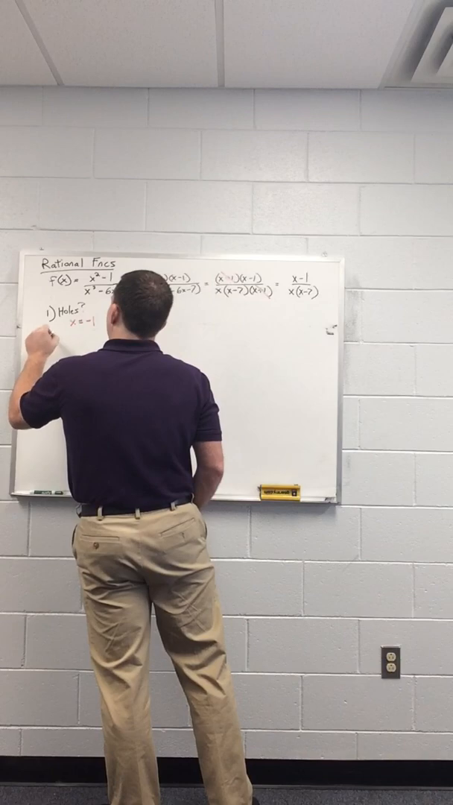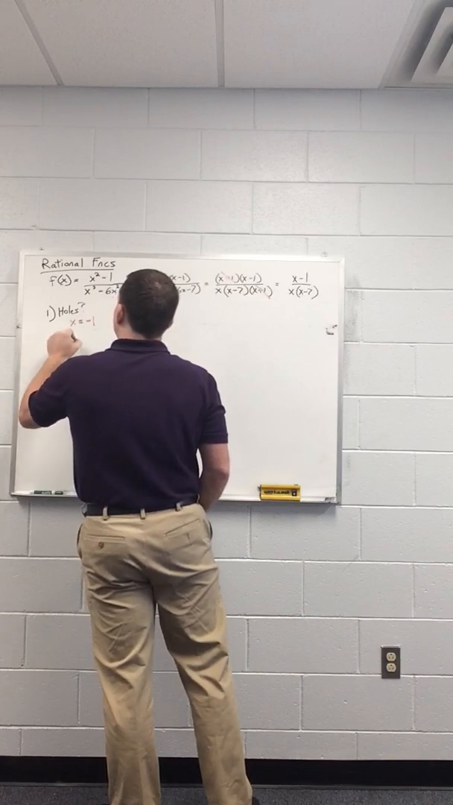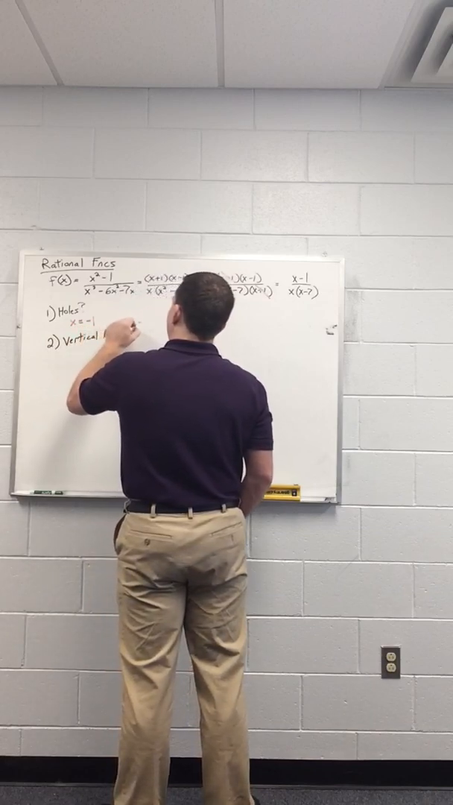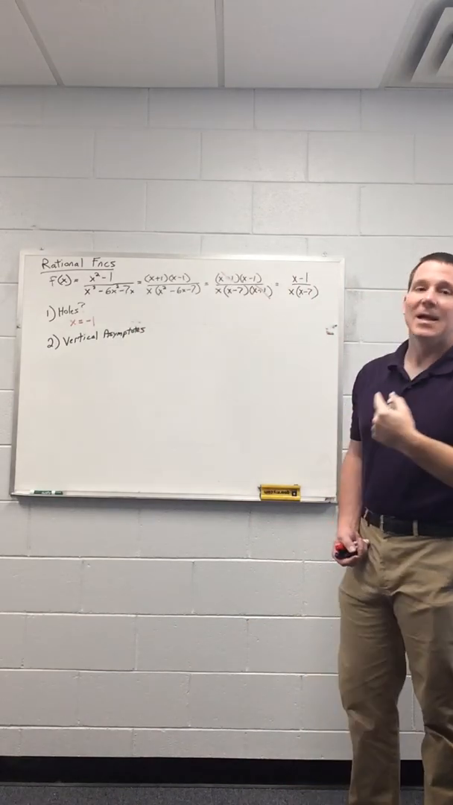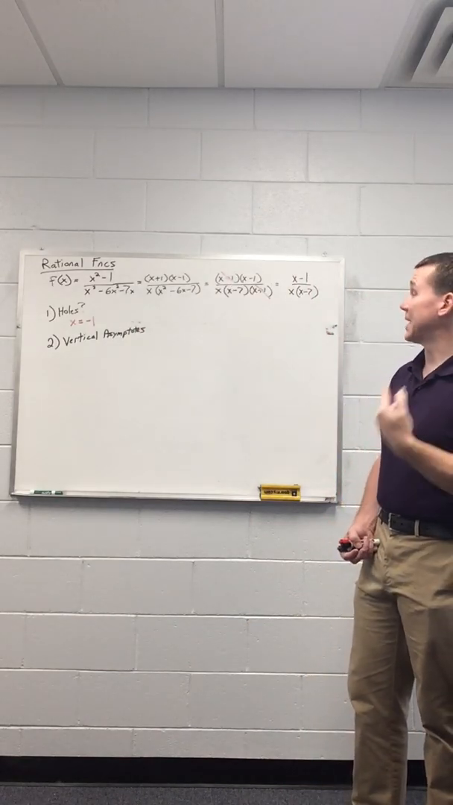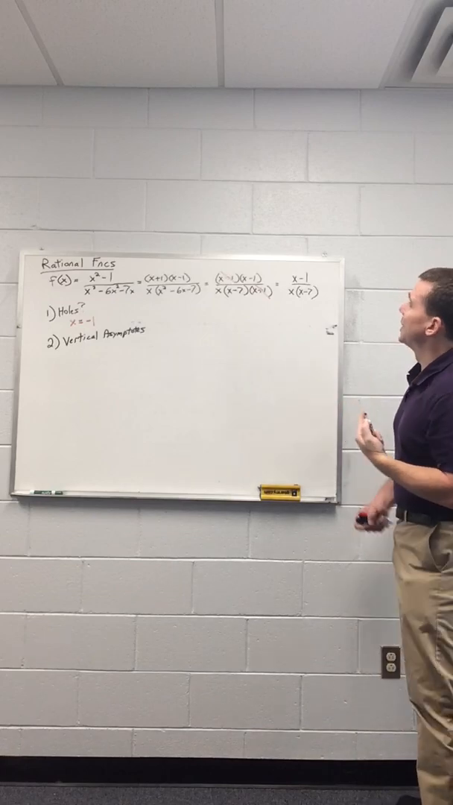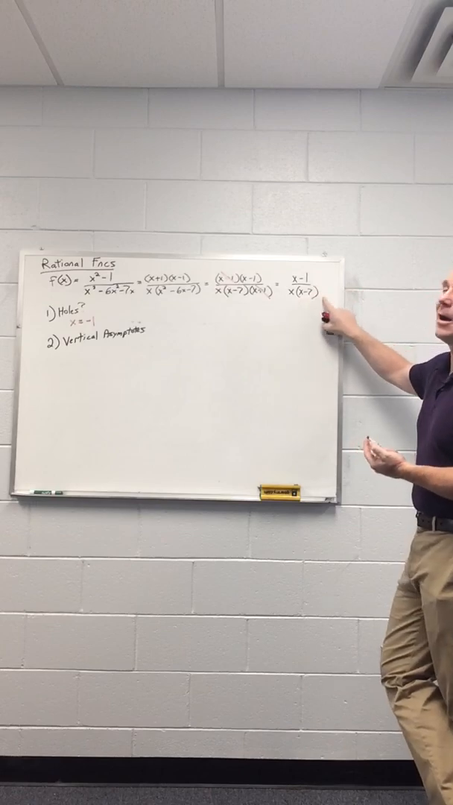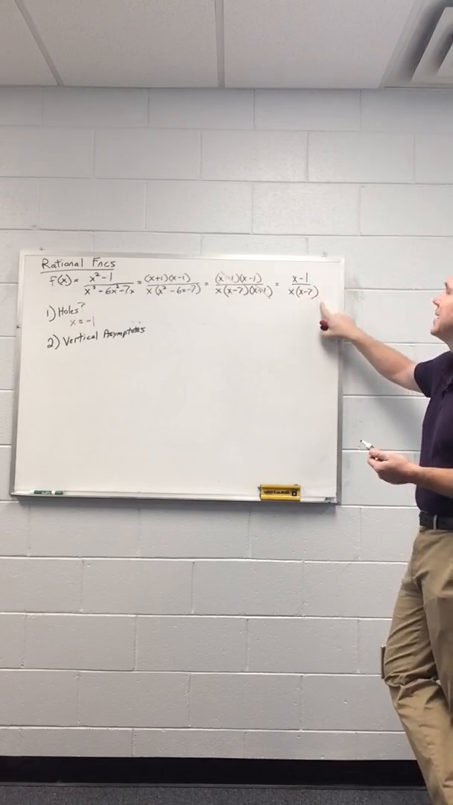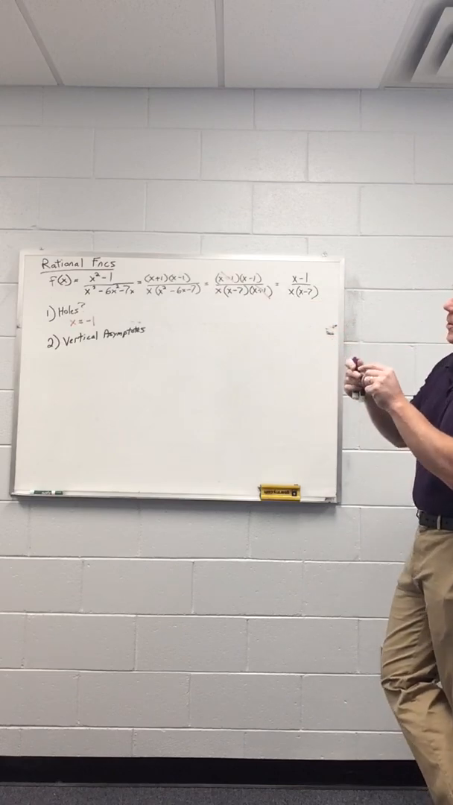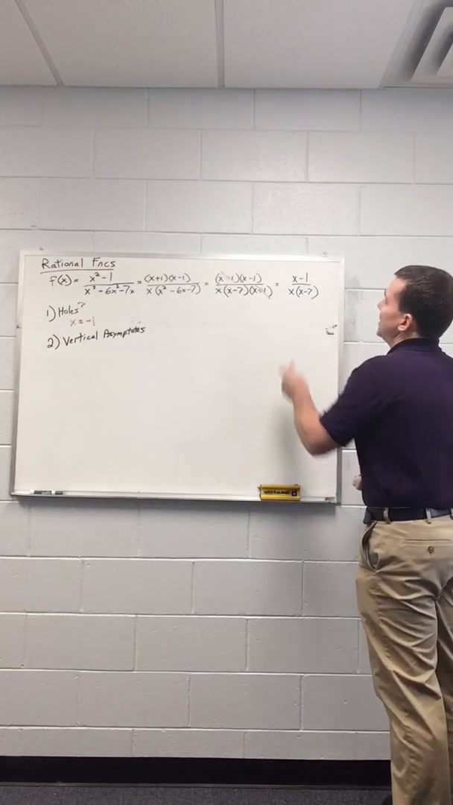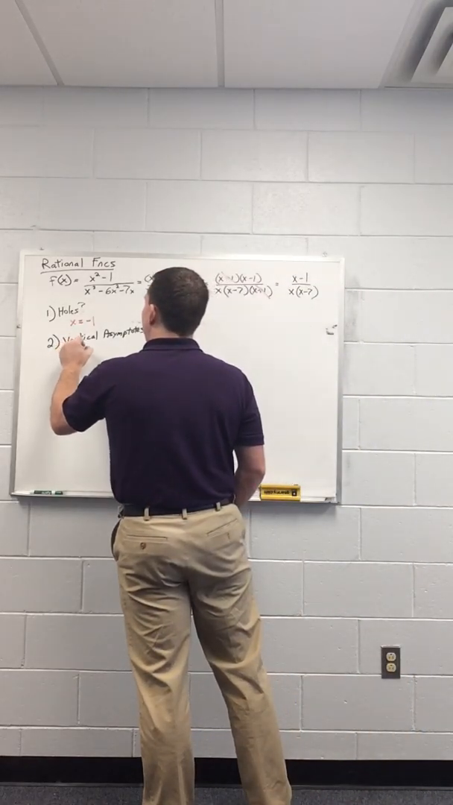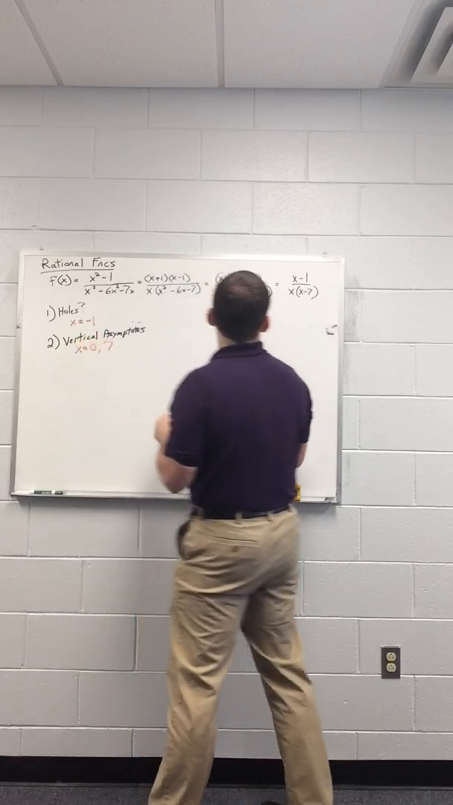Next up, after we look for holes, we look for vertical asymptotes. Vertical asymptotes occur where the function is undefined when it's in lowest terms. So in this case, here it is in lowest terms. The function is undefined when it's 0 in the denominator. We did this earlier in the semester talking about domains. So we find where it's 0 in the denominator. In this case, it'll be 0 at 0 and at 7. That will result in a vertical asymptote in my graph at 0 and 7.